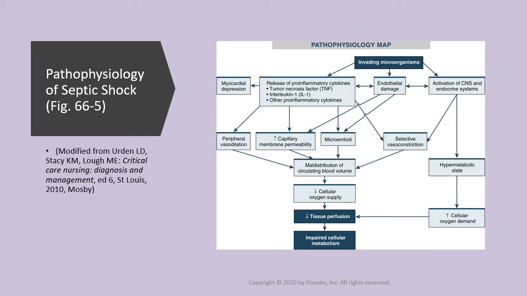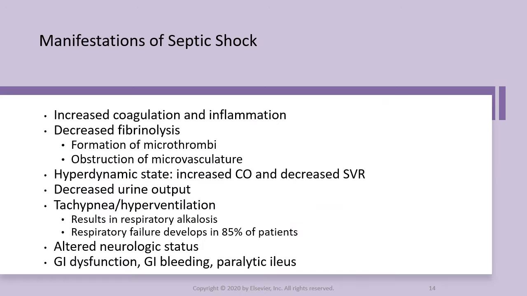The main organisms that cause sepsis are gram-negative and gram-positive bacteria. Parasites, fungi, and viruses can also cause sepsis and septic shock. Figure 66.5 presents the pathophysiology of septic shock. Patients may be euvolemic, but because of acute vasodilation and shifting of fluids out of the intravascular space, relative hypovolemia and hypotension occur. Blood flow in the microcirculation is decreased, causing poor O2 delivery and tissue hypoxia.